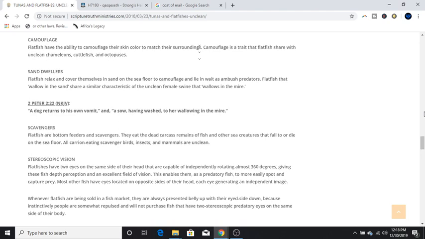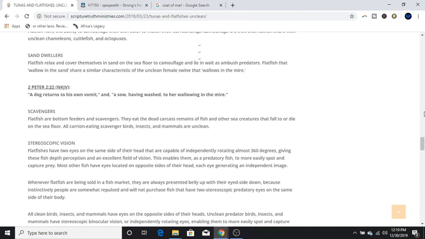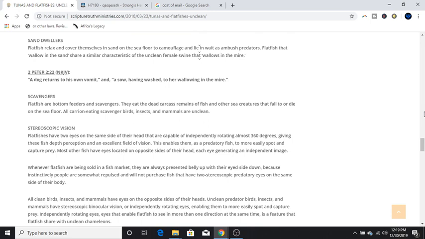Camouflage. Flatfish have the ability to camouflage their skin color to match their surroundings. Camouflage is a trait that flatfish share with unclean chameleons, cuttlefish, and octopuses. Sand dwellers. Flatfish relax and cover themselves in sand on the seafloor to camouflage and lie in wait as ambush predators. Flatfish that wallow in the sand share a similar characteristic with unclean female swine that wallow in the mire.